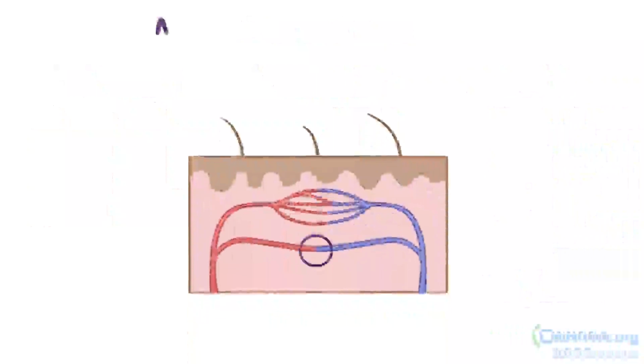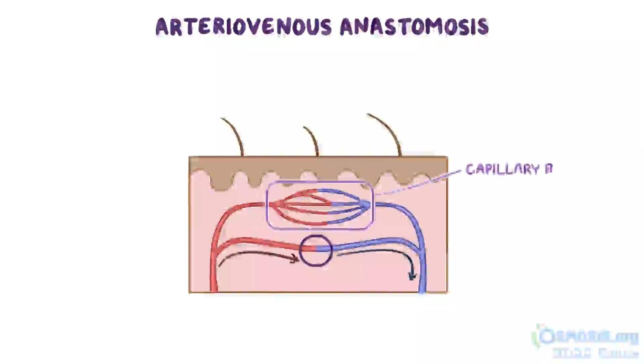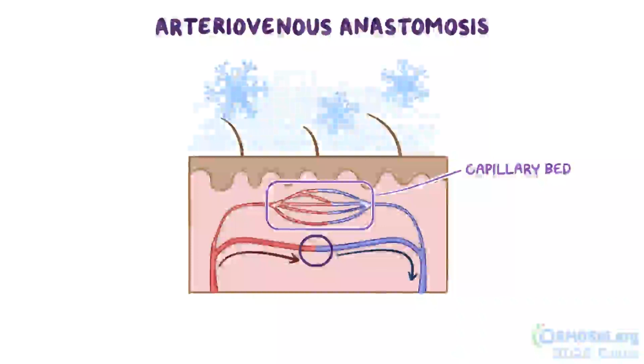Let's start with arteriovenous anastomosis, which allows direct flow of blood from the arterial to venous side of circulation without the intervention of a capillary bed. These types of connections occur in some skin regions between arterioles and venules where they serve to retain the body heat.